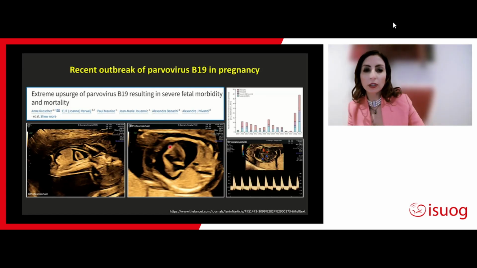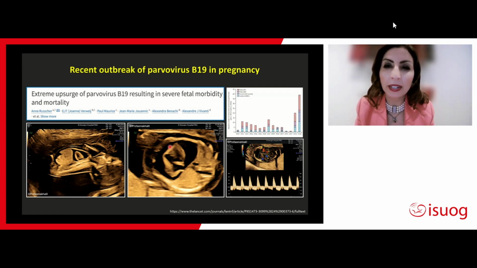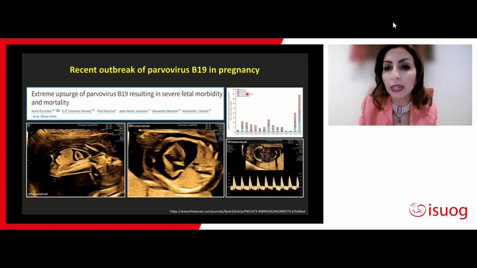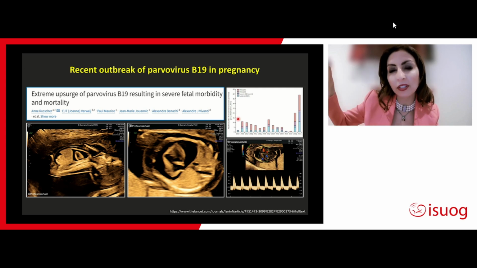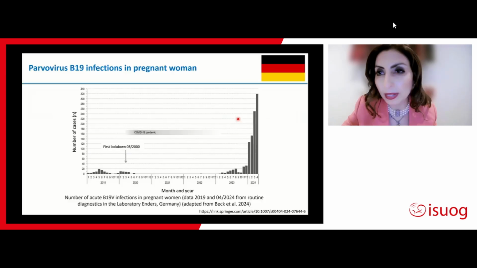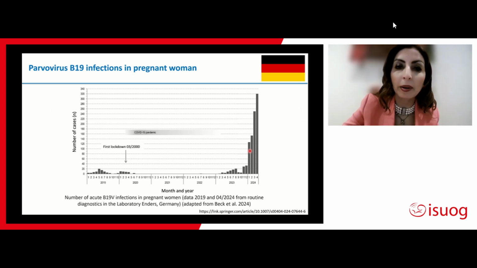The third thing I want to highlight is the recent outbreak of parvovirus B19. The first article that really pointed this out was this letter in the Lancet, on the right-hand side, from four fetal medicine centers across Europe reporting a massive increase in the number of transfusions, mainly because of parvovirus. Why am I saying this in this talk? You see here data from Germany, and you see the massive increase in the number of cases of acute parvovirus B19 infection in pregnant women.